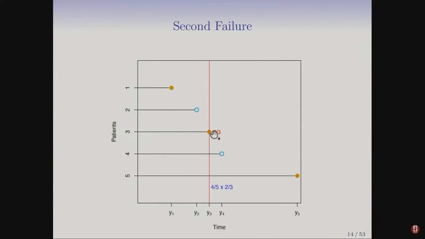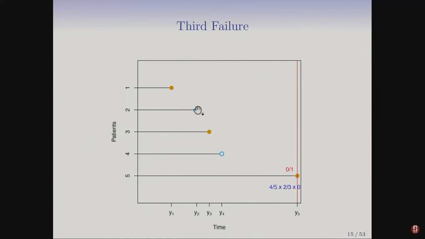Because to survive past here, you have to survive past here. That's the first hurdle, and then you have to survive the next hurdle at y3. And finally, y5 is the last failure. Only one person is at risk here, and 0 made it past. So the probability of surviving past y5 is 0, and the overall probability ends up down at 0. So it's a very clever way of taking into account the censoring and using as much of the censoring information as you can, because they go into the denominators of these probabilities.